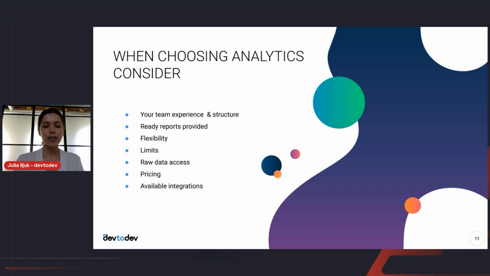The next point to consider is raw data access. Does your system store raw data, and does it allow you to export it to work manually with it? Of course, consider pricing and take into account not only your current MAU, but also in case your audience scales, ask for the pricing. And also consider all available integrations, because you should keep in mind which tools you're planning to use and check if the system of your choice has integrations with these tools.